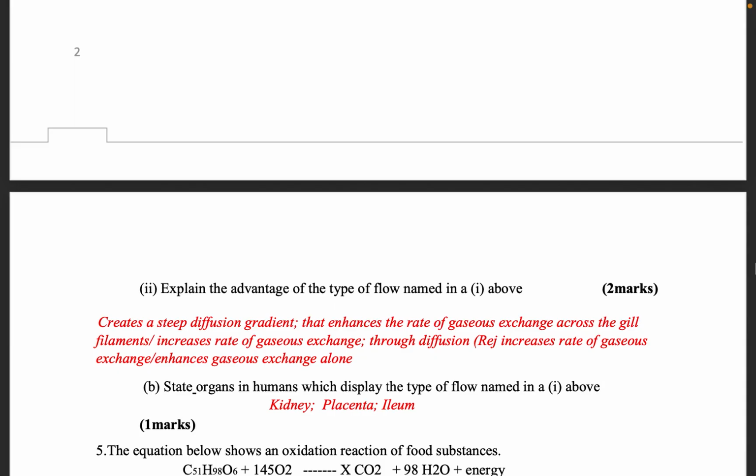State organs in humans which display the type of flow named in A1 above: the kidney, the placenta, or the ileum.